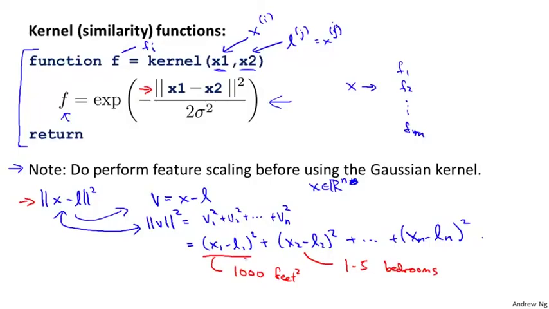This could be like 1,000 squared, whereas x2 minus L2 is going to be much smaller. And if that's the case, then in this term, those distances will be essentially dominated by the sizes of the houses, and the number of bedrooms will be largely ignored. And so to avoid this, in order to make an SVM work well, perform feature scaling, and that will make sure that the SVM gives a comparable amount of attention to all of your different features, and not just to, in this example, the size of the houses, while ignoring the other features.